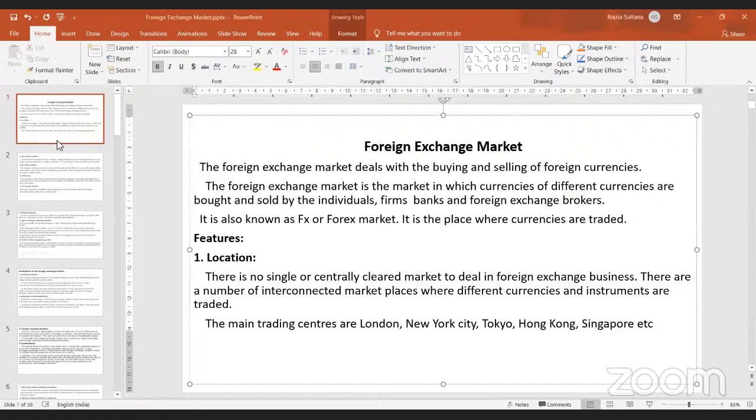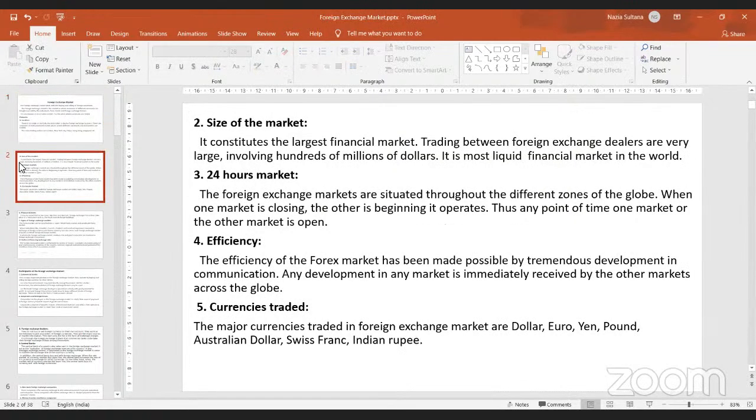So let us examine the other features which are there. The first one is location. Second one is size of the market. Now, foreign exchange market is one of the biggest markets in the world because this market is one which is providing liquidity to the entire world. We understand liquidity in terms of availability of money to the world. So when you say liquidity and availability of money to the whole world, foreign exchange market is the market which provides money to the entire world.